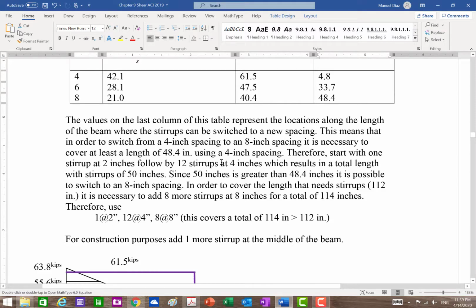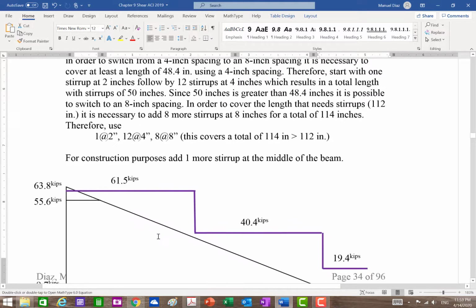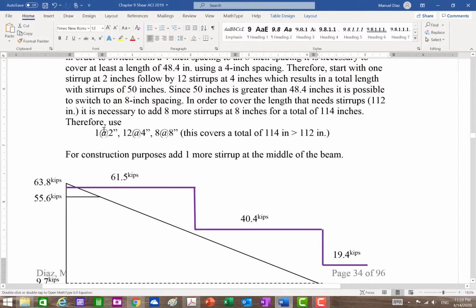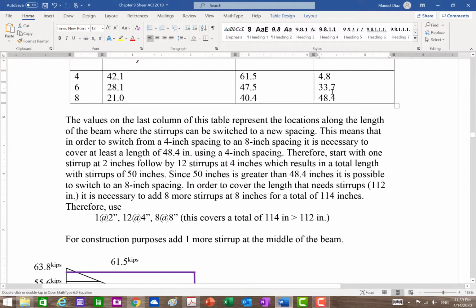So the 12 at 4 will be 48 inches plus 2 inches, that will be 50 inches. So we got a total of 50 inches, so that is past this number, so now I can switch to 8 inches. Okay. So we switch to 8 inches right there.